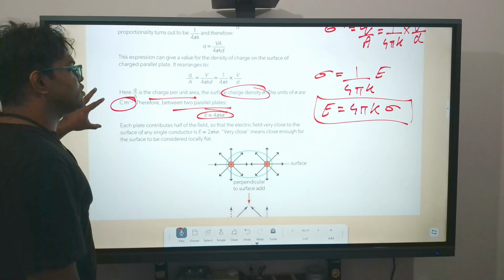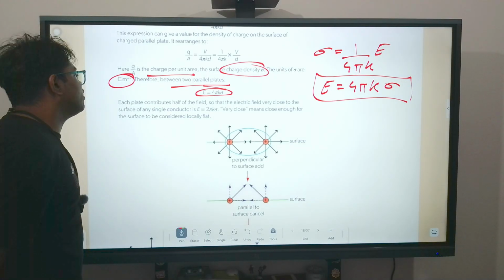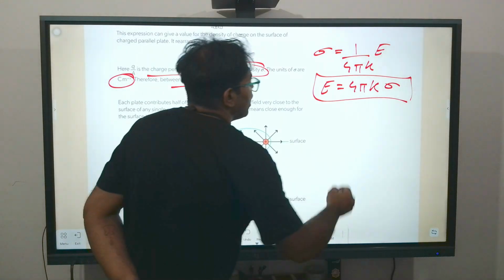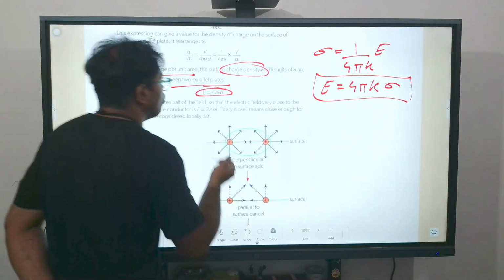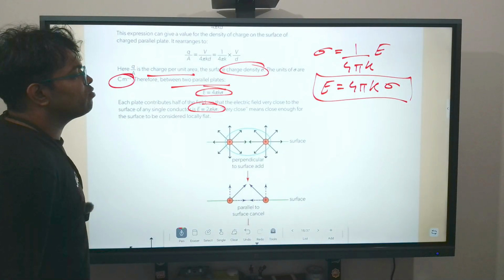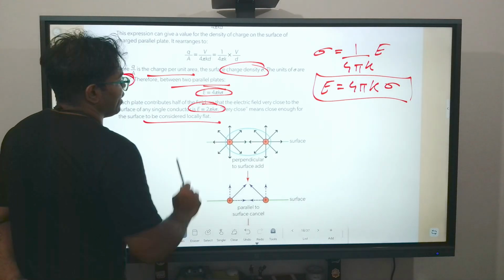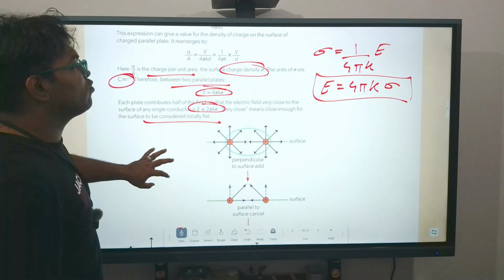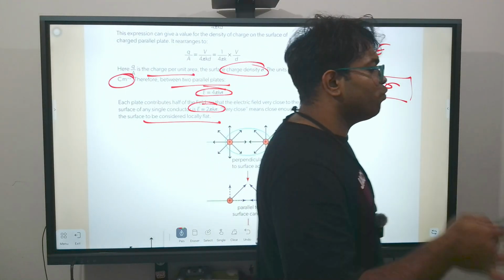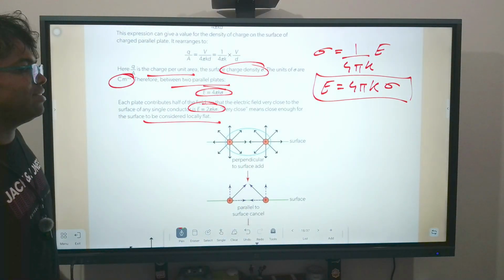Each plate contributes half of the field, so the electric field very close to the surface of any single conductor is equal to this whole value upon 2. You will get E is equal to 2 pi k sigma. Very close means close enough for the surface to be considered locally flat. Understood? You are going very close to the surface. So very close to the surface, the electric field becomes equal to 2 pi k sigma. At the center, it becomes equal to 4 pi k sigma.